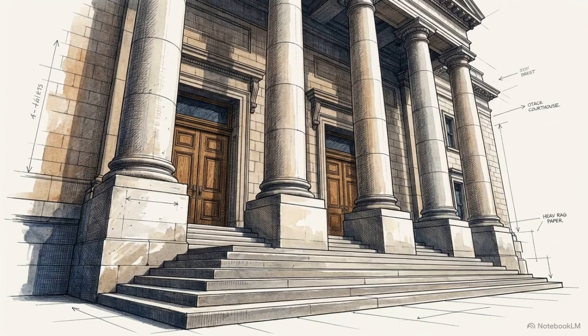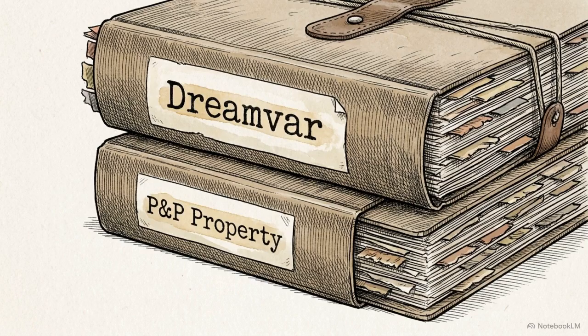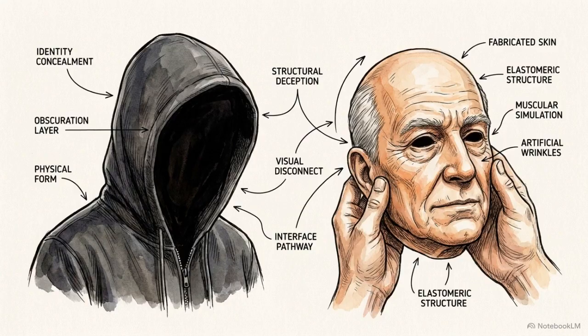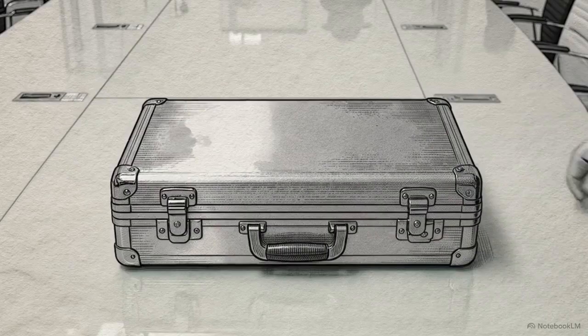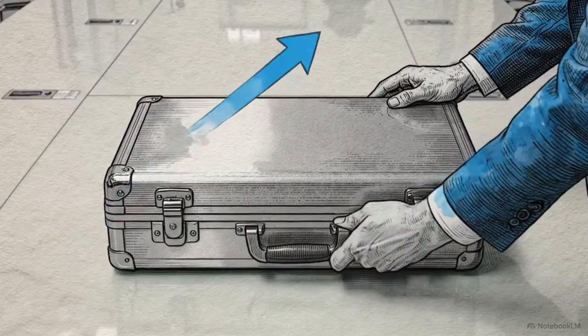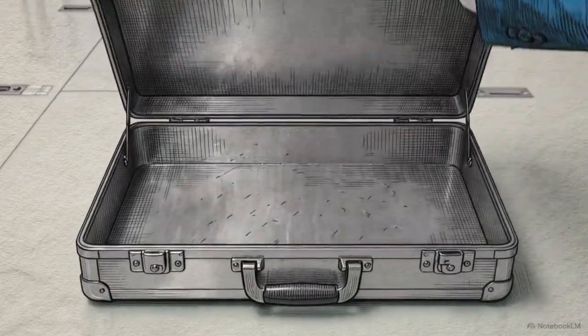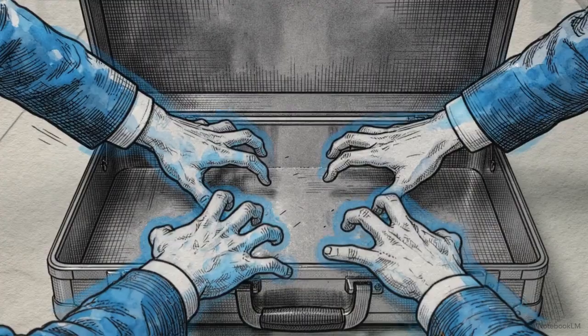The severity of this requirement was proven in the Court of Appeal through two cases heard together, Dreamvar and PNP Property. These cases serve as the ultimate stress test for the instruction phase. The facts were straightforward. A fraudulent seller successfully impersonated a high-value London property owner. Relying on this, an innocent buyer transferred purchase funds to complete the sale. The fraud was only discovered after the money vanished.